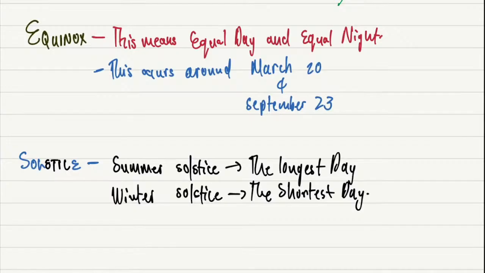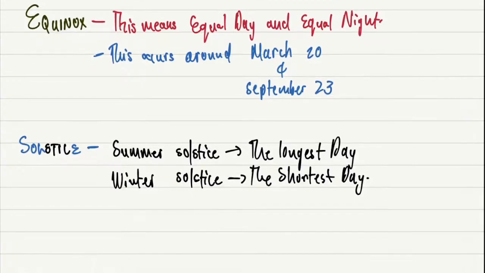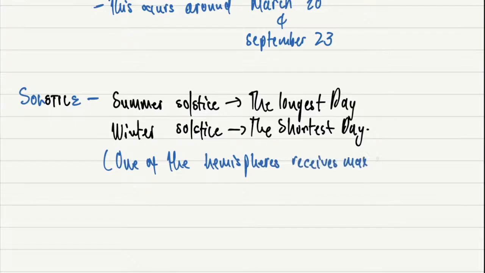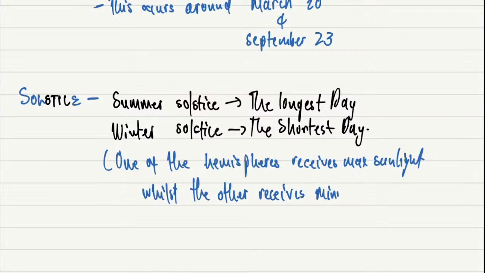Okay. So right. Let's go here. Here's the reason. One of the hemispheres, we have northern and southern. One of the hemispheres receives max sunlight, whilst the other receives minimum sunlight, making it the shortest day. Minimum sunlight. Are we together?